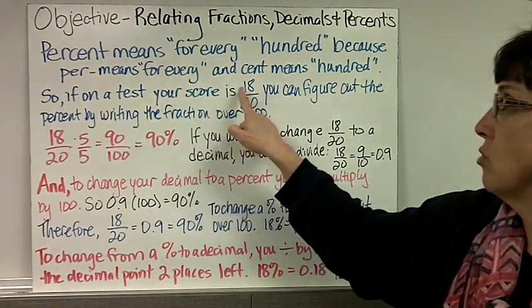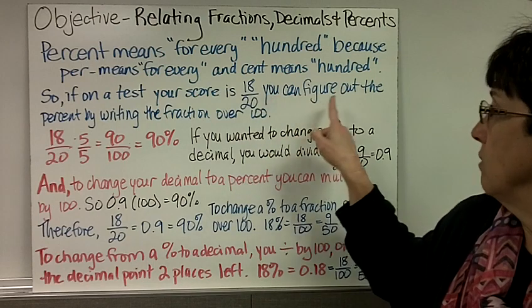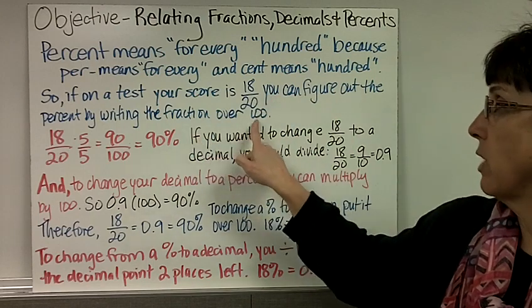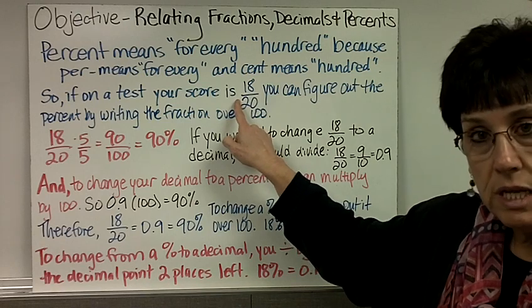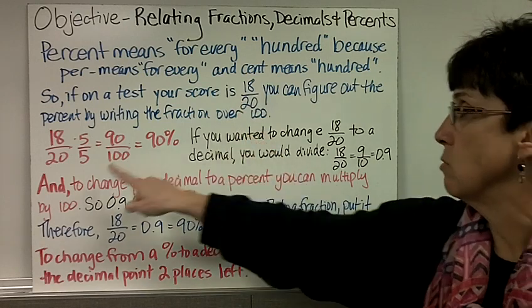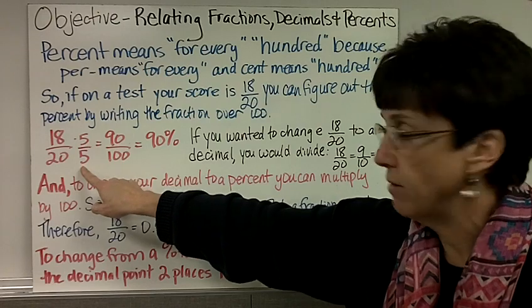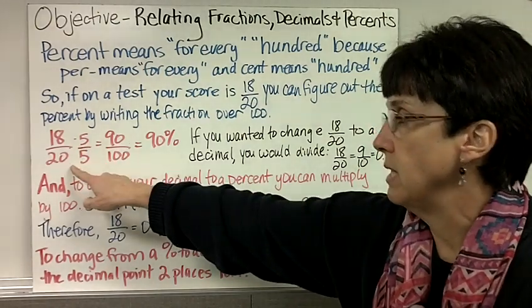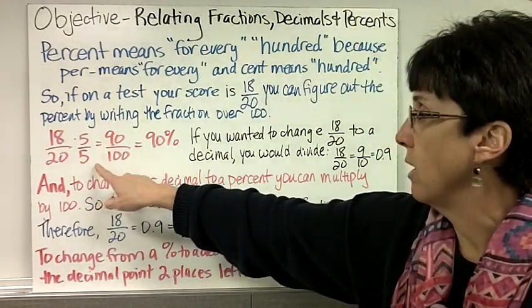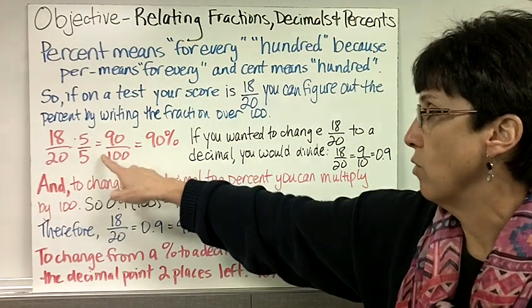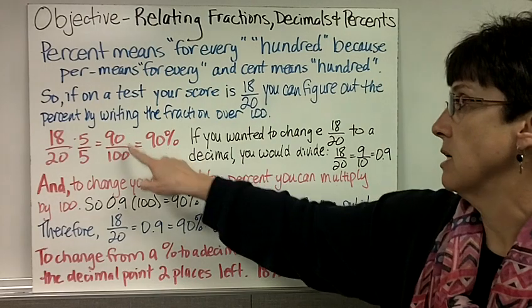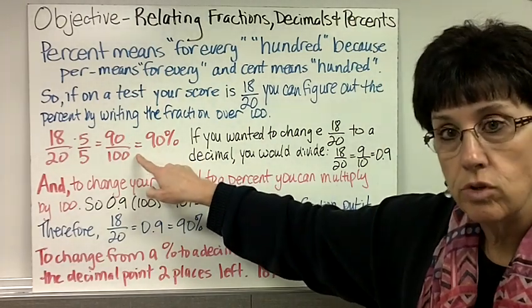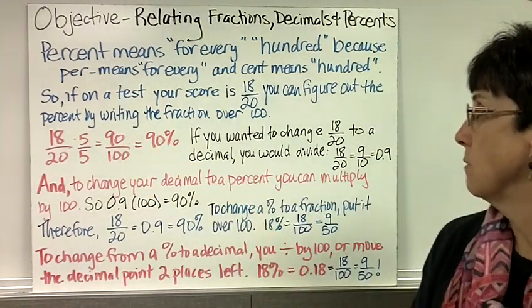So if on a test your score is 18 out of 20, you can figure out the percent by writing the fraction over 100. And this is a nice fraction because 20 evenly goes into 100. You just need to multiply both the numerator and the denominator by 5. So if we multiply 18 over 20 by 5 over 5, we get 90 over 100, which equals 90%, because any fraction over 100, you can just take the numerator as the percent.